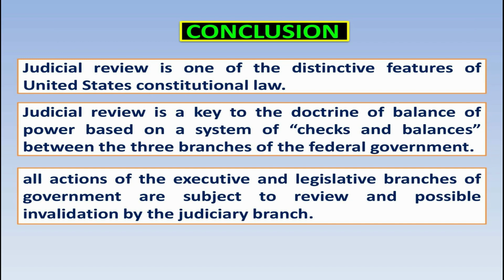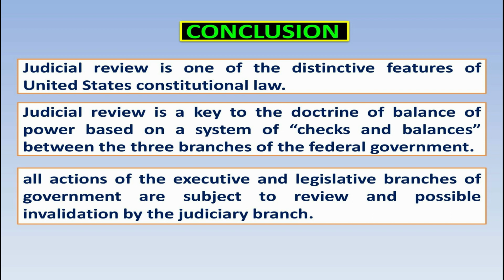Conclusion. Judicial review is one of the distinctive features of the United States constitutional law. Judicial review is the power of the US Supreme Court to decide whether a law or decision by the legislative or executive branches of the federal government, or any court or agency of the state government, is constitutional.